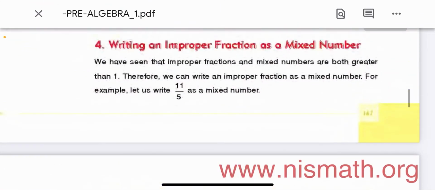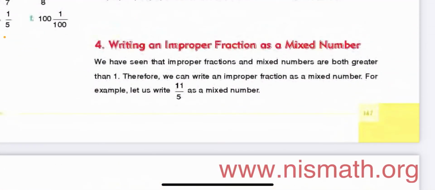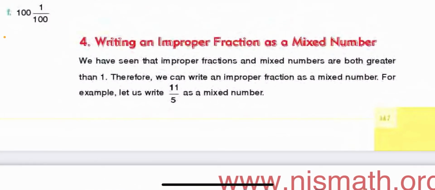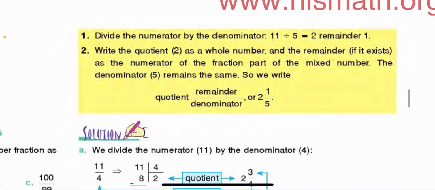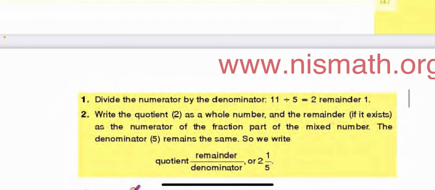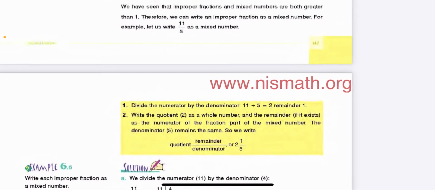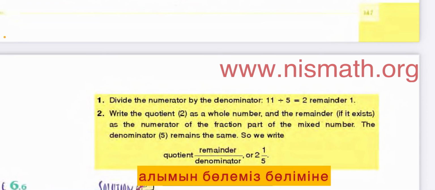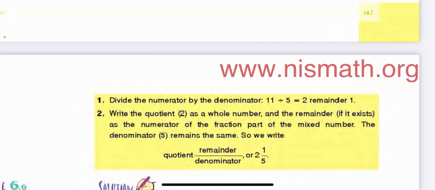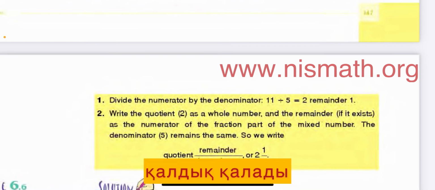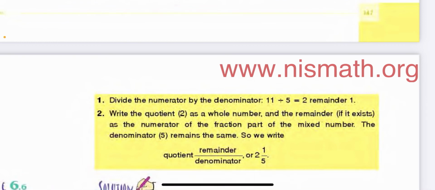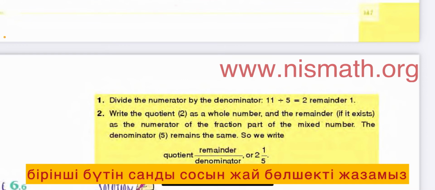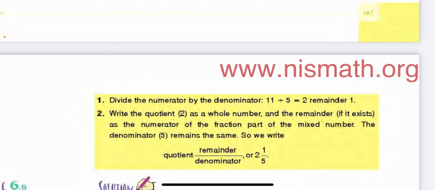How do we write an improper fraction as a mixed number? We have to convert an improper fraction like 11/5 into a mixed number. We divide the numerator by the denominator. This is a very important question and answer. Divide the numerator by the denominator. 11 divided by 5 equals 2, with remainder 1. And we write the quotient, then the fraction bar, with the remainder on the top and the denominator at the bottom. So it will be 2 1/5.